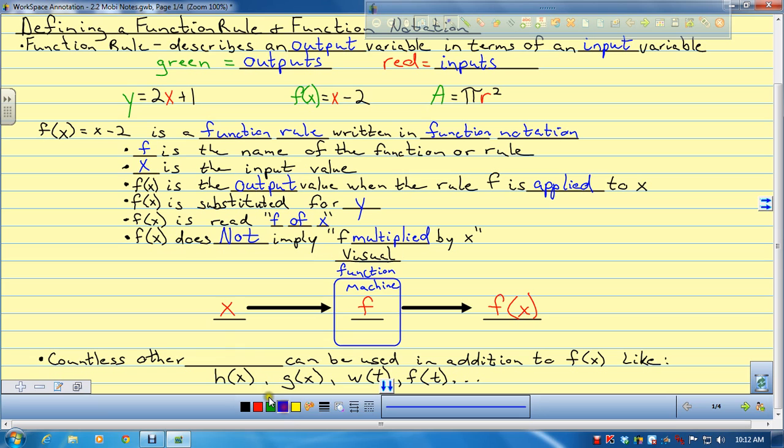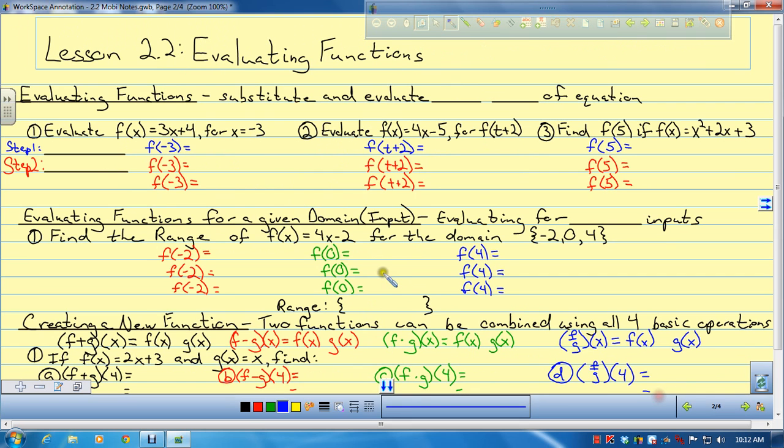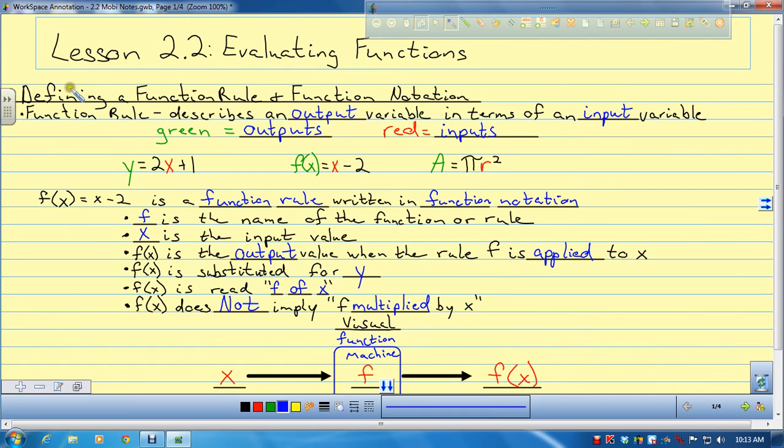Now, there are also countless other notations that can be used in addition to f of x. You don't have to use f to represent your function. You can use h, g, w, and your input does not always have to be x. You can have h of x or g of x, but you could also have something like w of t or f of t. It just depends what you want to use. Okay? Well, let's move on. So that was defining these function rules and function notation.